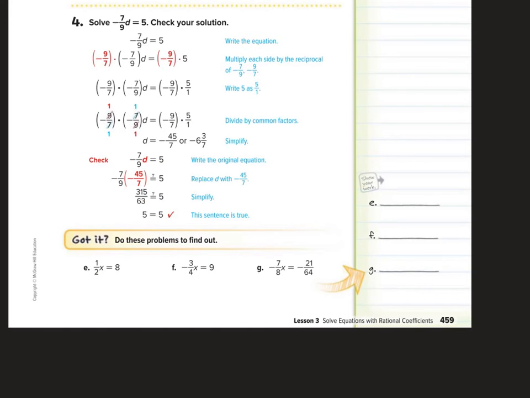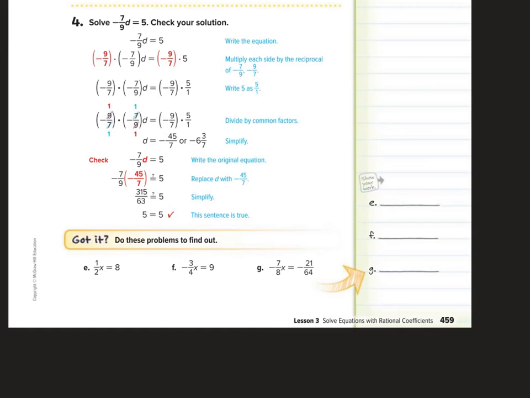Number 4 shows another example of a fraction as a coefficient. In order to solve these types of problems, you have to multiply both sides by the multiplicative inverse. So the multiplicative inverse of negative 7/9 is negative 9/7. The answer to 5/1 times negative 9/7 is negative 6 3/7. If you substitute back in negative 45/7 or negative 6 3/7, you can check your answer.